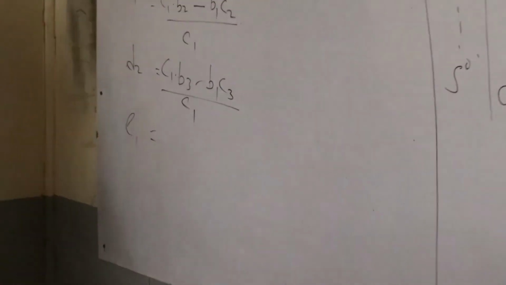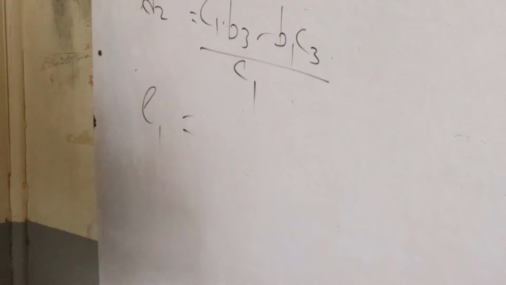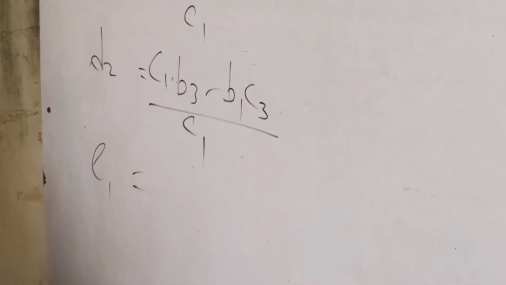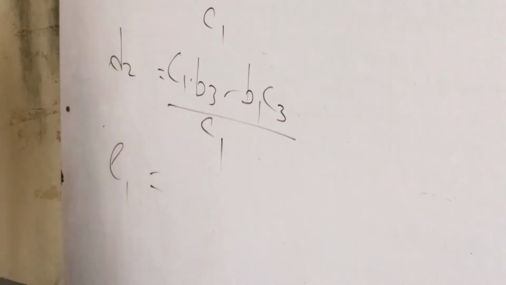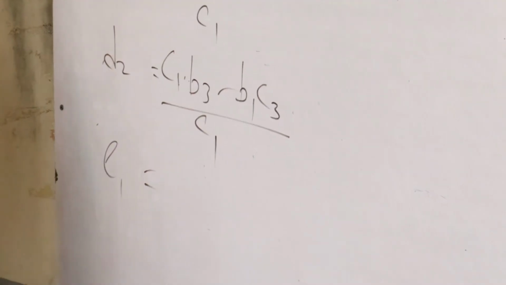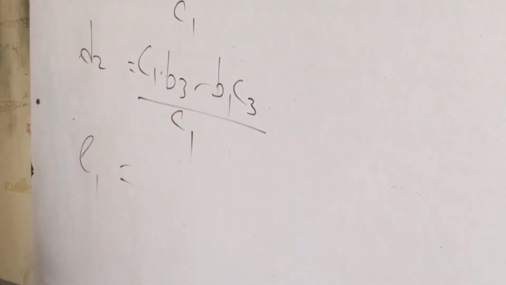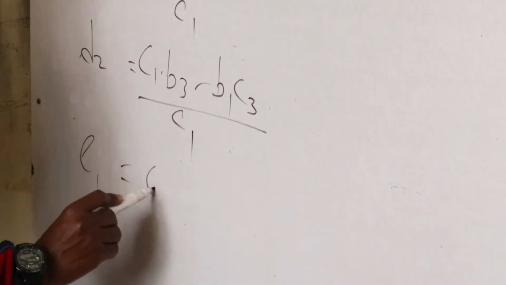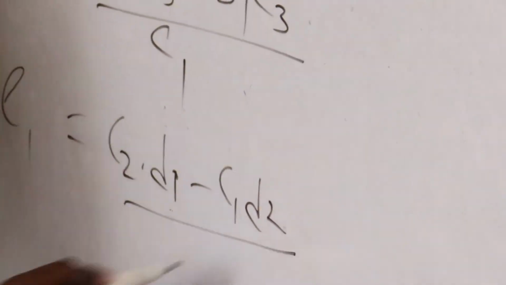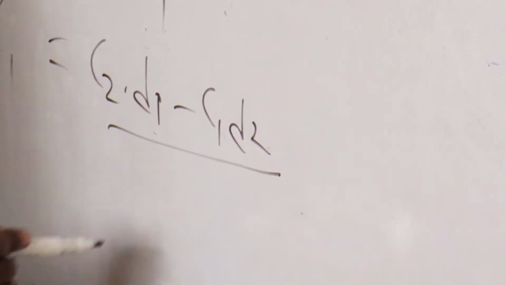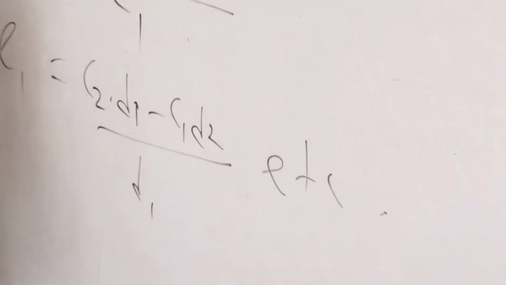I hope everyone is getting what we are doing. Nobody is lagging? E1 is C2 D1 minus C1 D2 all over D1. And you can go ahead and do everything for all that.